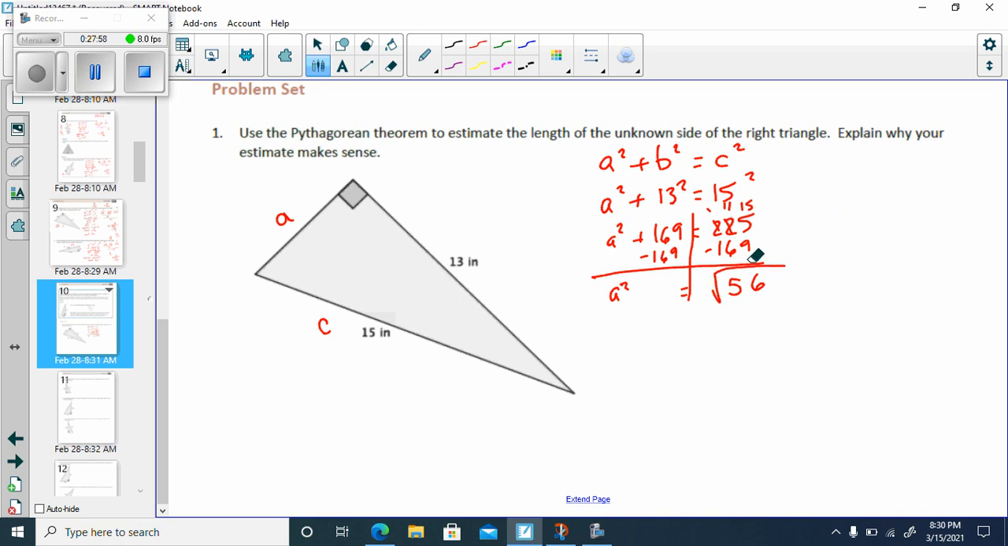Now, let's get an approximation of this. Let's see what square 56 is between. We know probably the next perfect square would be 64, which is 8, and the smaller one would be 49, which is 7. So the answer is between 7 and 8, which makes sense because this could be about 7 something, right, if the hypotenuse is 15.